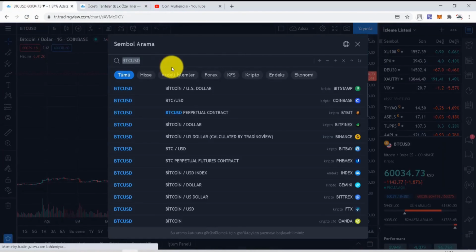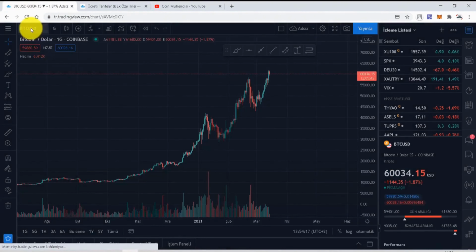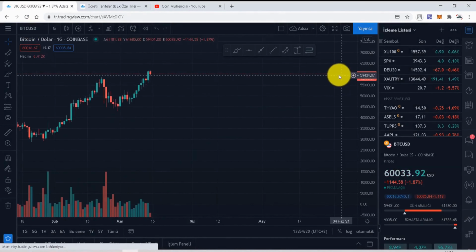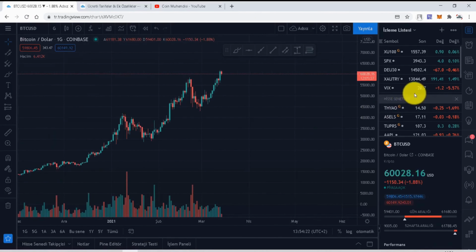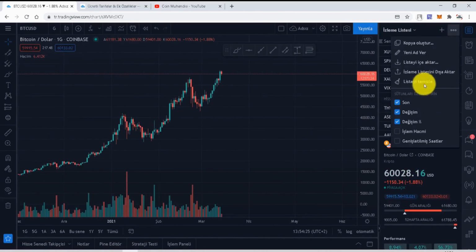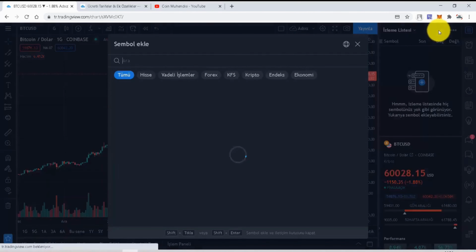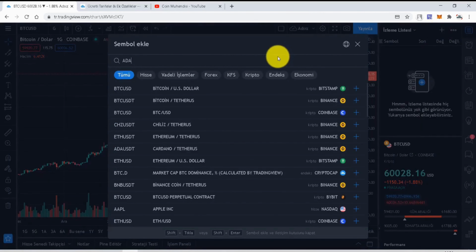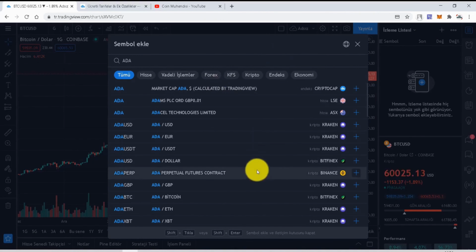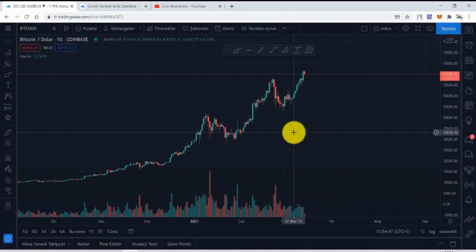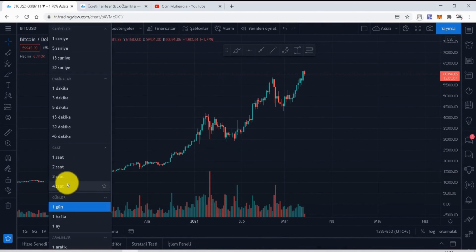This is the 4-hour chart of Bitcoin, the Coinbase chart. Here we can see that Bitcoin is currently $60,000. The watch list is on the right side. We learned that we could clean up the watch list this way. And we also mentioned that we could add new tokens like ADA and similar coins here. For now, I am closing the watch list. Now let's move on to the 4-hour chart of Bitcoin.